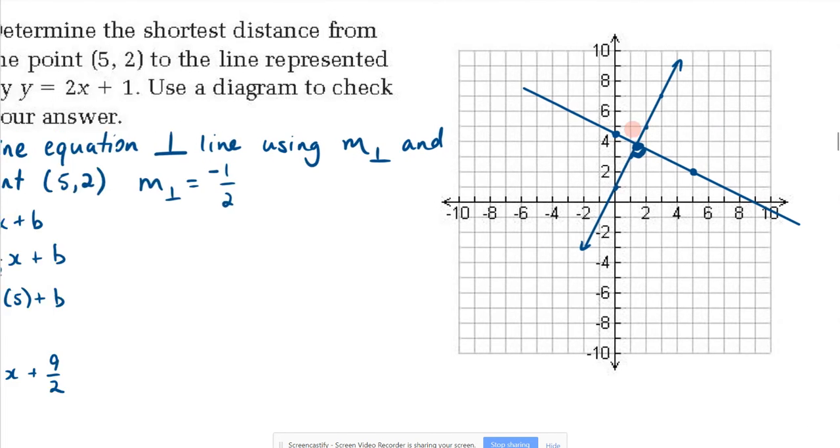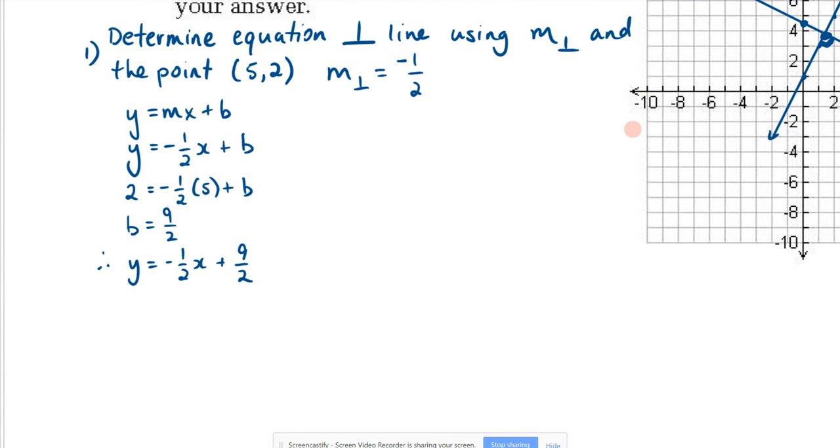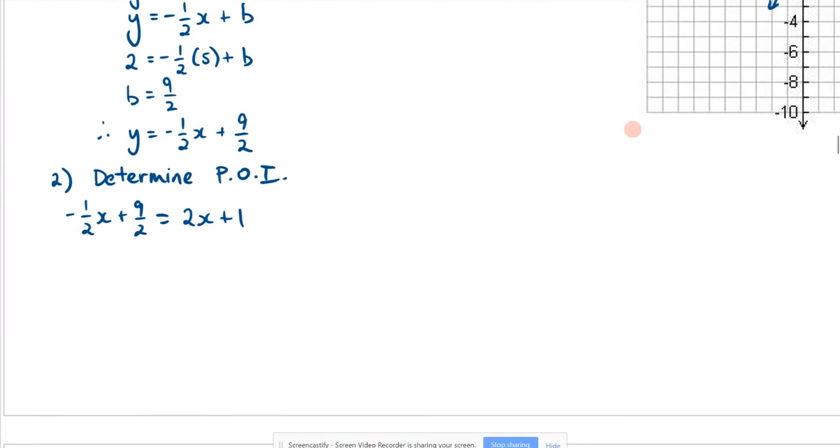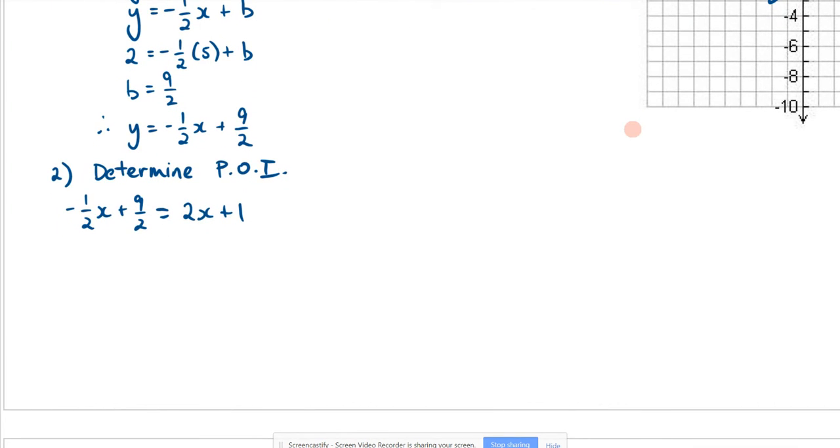Now, what's the point of intersection? This is why I reviewed the first example, because I need to use substitution. So write down step number 2, determine point of intersection. So I'm going to take my equation for the perpendicular line, negative 1 over 2x plus 9 over 2, make it equal to the equation of the first line, so 2x plus 1. So what I've just done is substituted the y values with their equivalent expressions. And I have an equation where I just have x, and I'm going to solve for x.